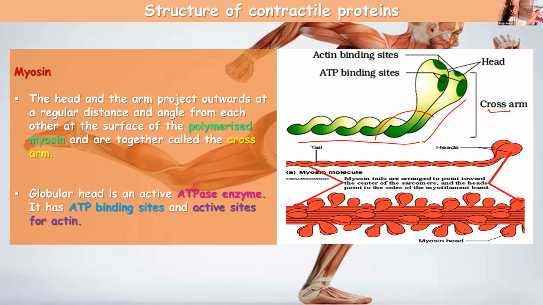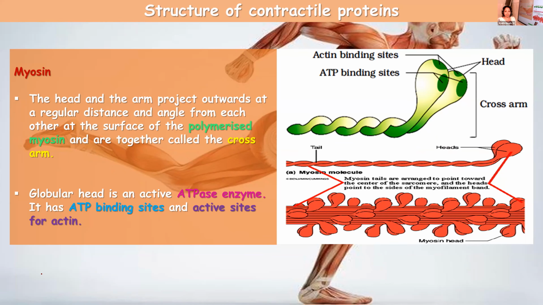So after reaching till here, at a particular distance, they are projected outward at the surface of the protein, that is myosin, and we call this head and the arm together the crow's arm. As you can see in the figure, it is the crow's arm. And on the globular head, you can see some dark green colored patches marked. Those are the binding sites.